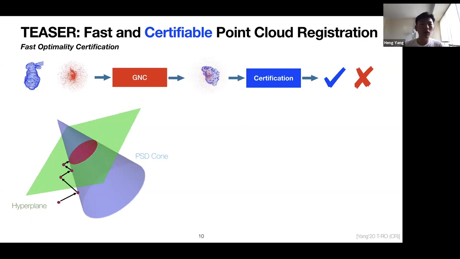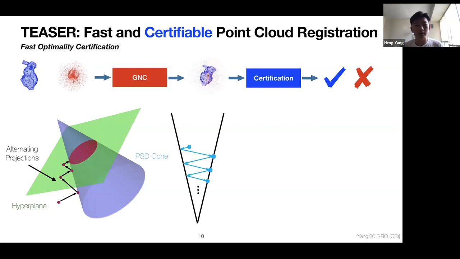To solve this problem, we use something pretty standard, called alternating projections. So what does alternating projections do? Imagine in the simplest case, you have two convex sets, in this case just two straight lines or two hyperplanes, and you're trying to find the intersection of these two convex sets. You start from a random initial guess, and then you first project the solution onto one of the convex sets, in this case one of the straight lines, and then you project onto the other straight line. You keep doing this, and you see this zigzagging between the two straight lines. Eventually, after some number of iterations, you will converge to the intersection point.